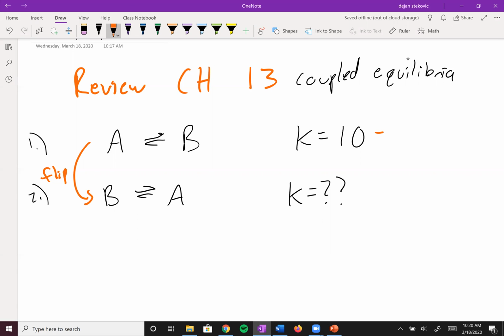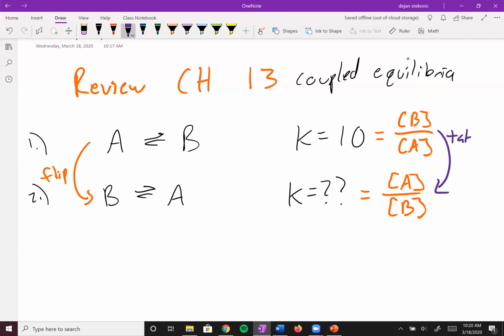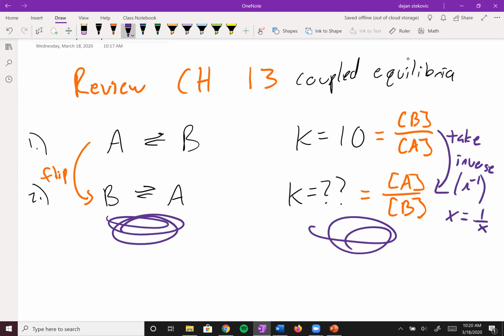And so if we take a look at what the K values here would be, K is always products over reactants. So here would be B over A, whereas down here, we would have A over B. So you can see when you flip this equation, we take the inverse, right? So that's the same thing as raising it to the -1, or taking the inverse. So X goes to 1 over X. You're flipping it. So anytime you flip the chemical equation, you take the inverse of K.